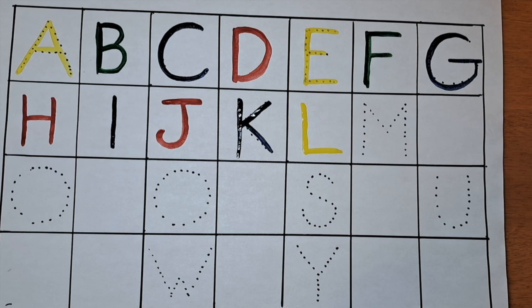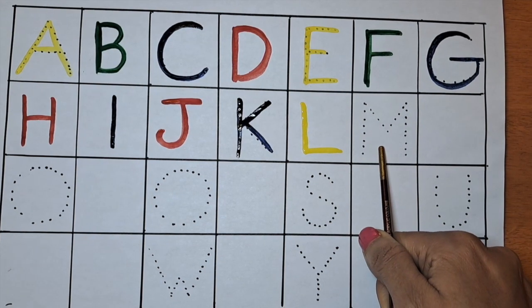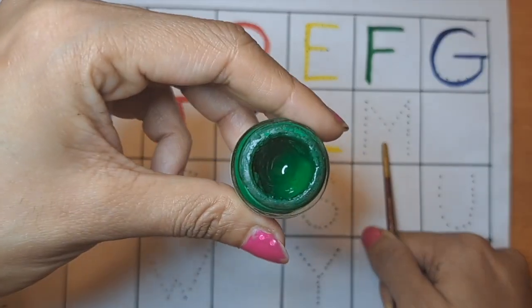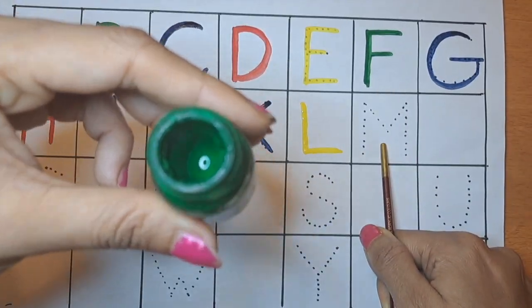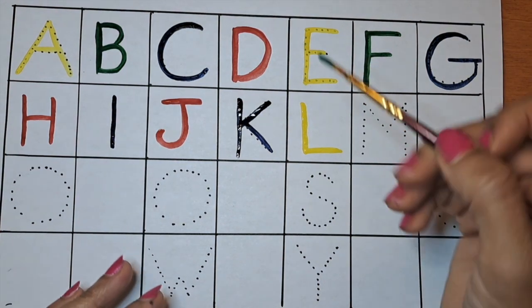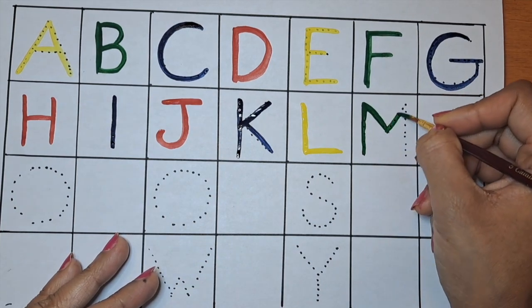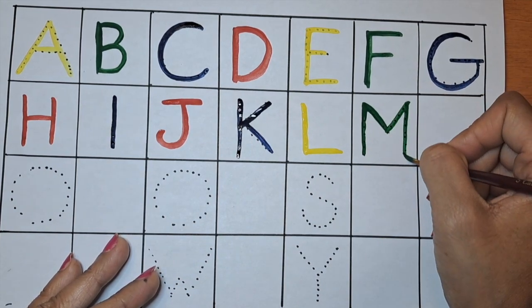What is the next letter? M. Can we color this M with this green color? Let's color this M with the green color. M for mango. M for mango.